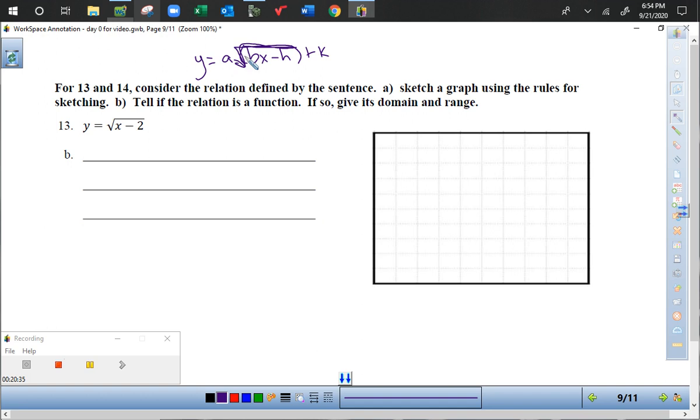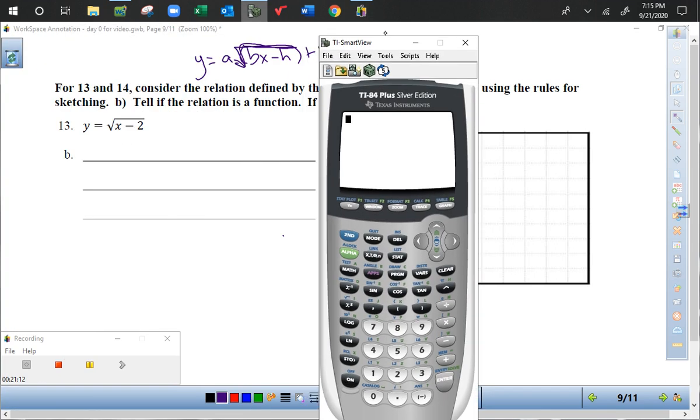Just mention this really means 2 to the right from where it normally is. Okay, so what we're going to do here is practice on our calculator with some stuff here.